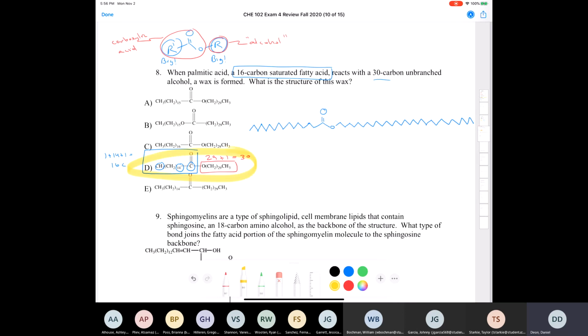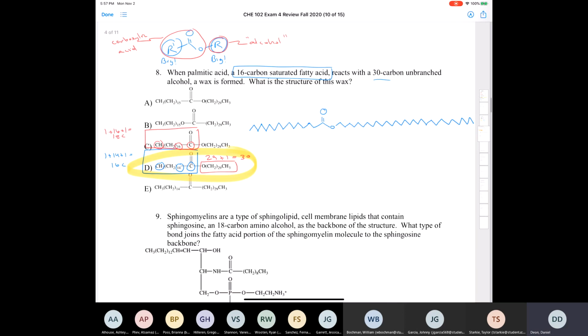The problem with C is what? Is that the carboxylic acid portion here has 1 carbon plus 16 plus 1. So 1 plus 16 plus 1 gives you 18. So it's got too many carbons in it. Right? There are 30 carbons here in the alcohol portion, but that is why the correct answer is D. Okay, let's move on from there.